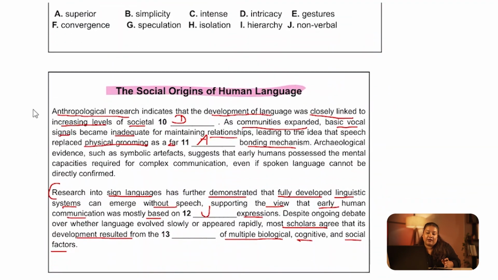So instead of single factor, it is all moving towards one factor, it is moving towards uniformity, I would say. So in this case, instead of interaction, we can use the word convergence. So my answer to this will be option F, because we cannot use speculation, isolation, hierarchy. None of this matches actually. So it will be convergence of multiple factors, that is biological, cognitive, social factors. With that, we have finished passage 1. Let's move to passage 2.